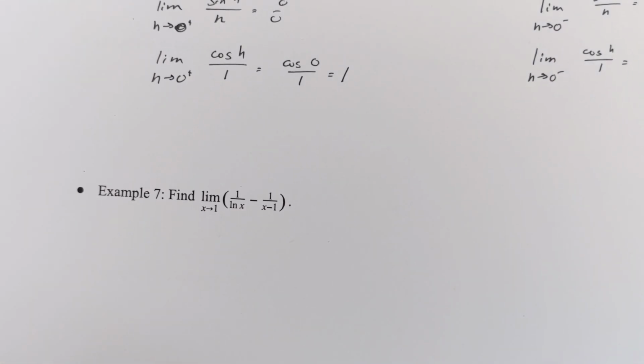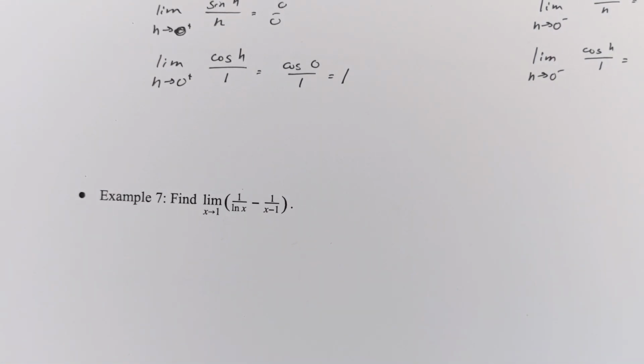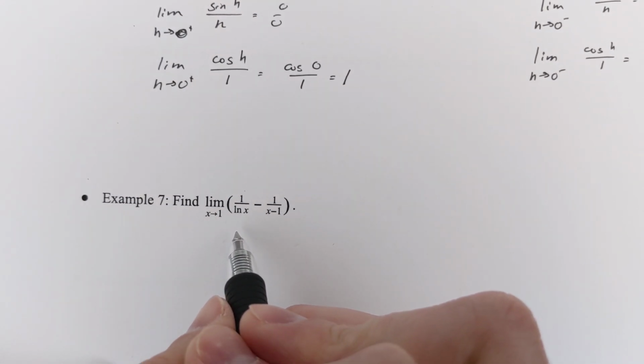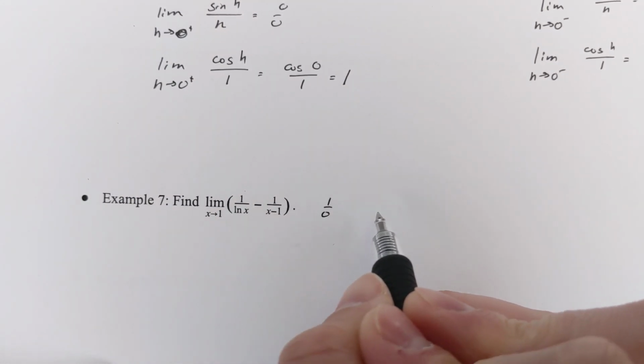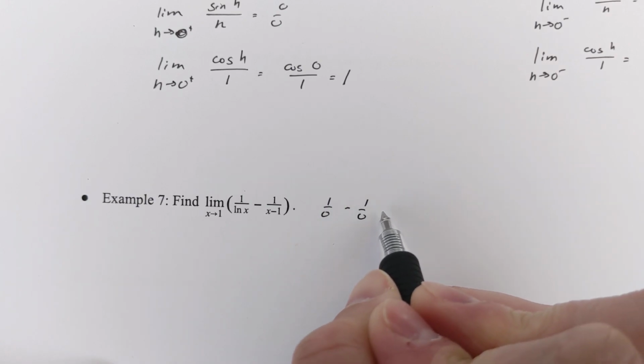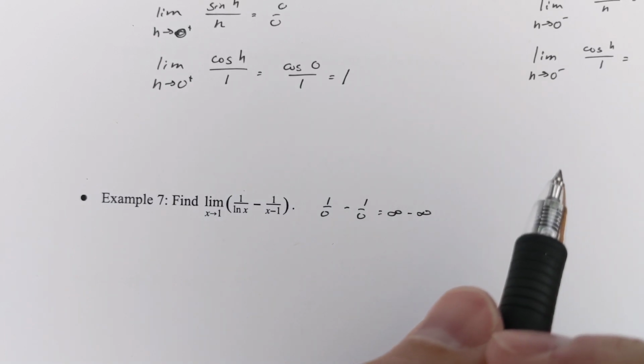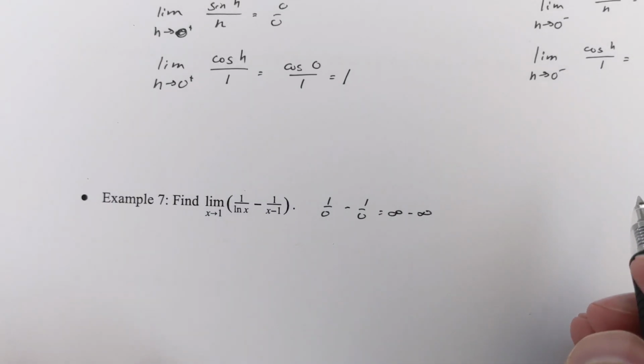All right, so this next one here, 7, 1 over ln x minus 1 over 1 minus x. So this one has the form, if I plug it in, I get 1 over 0 minus 1 over 0, which is the same thing as infinity minus infinity. So in order to fix this, I need to common denominator these guys and get it to a single fraction.